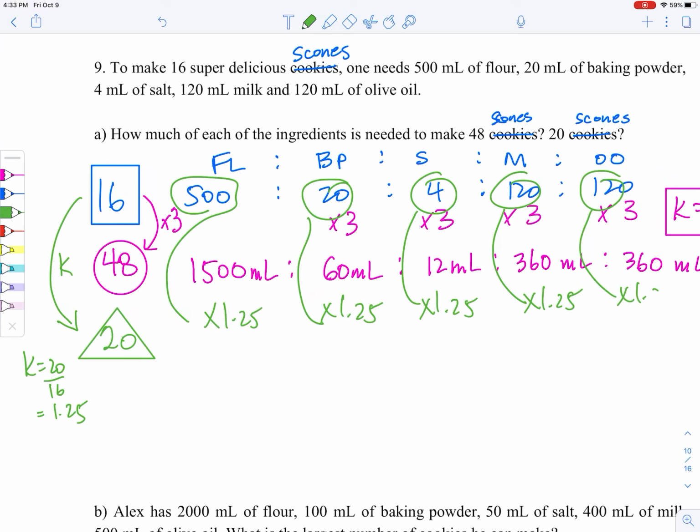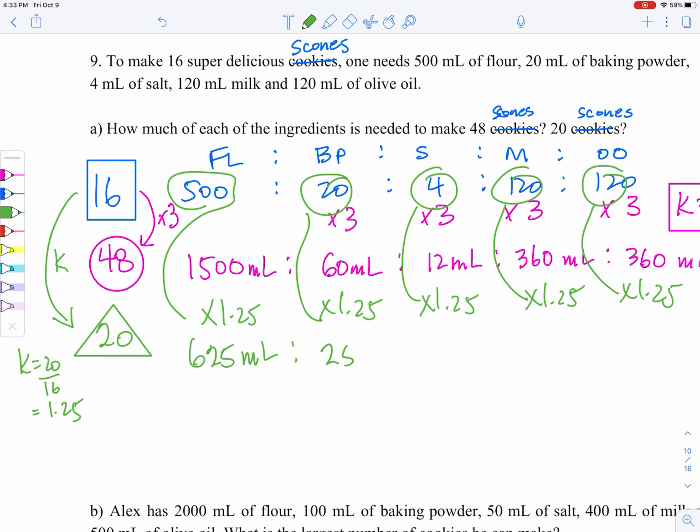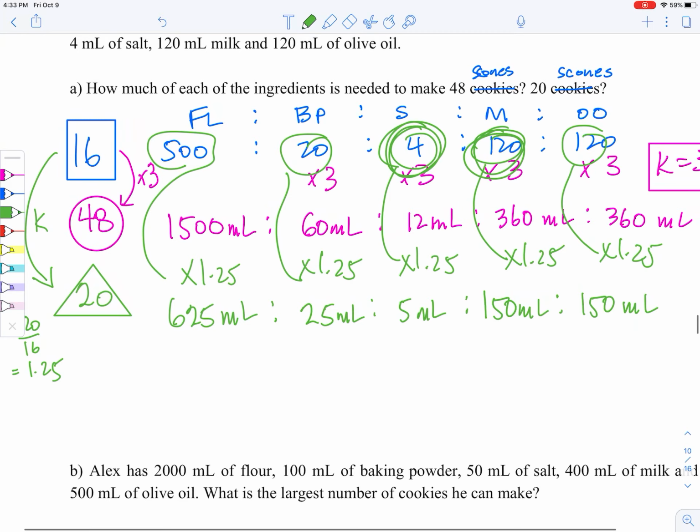And when we do the calculation, we find out that that would leave us with 625 milliliters of flour. 20 times 1.25 gives me 25 milliliters of baking powder. 4, because remember it's up here, times 1.25 is 5 mils of salt. 120 would give me 150 mils of milk and the same of olive oil. So we've answered that question.